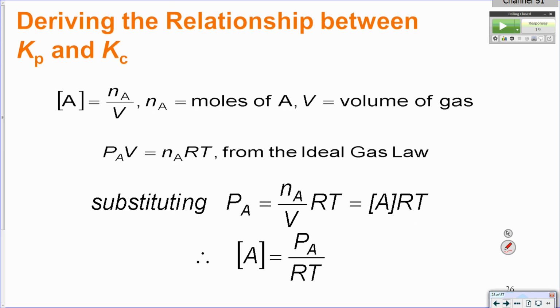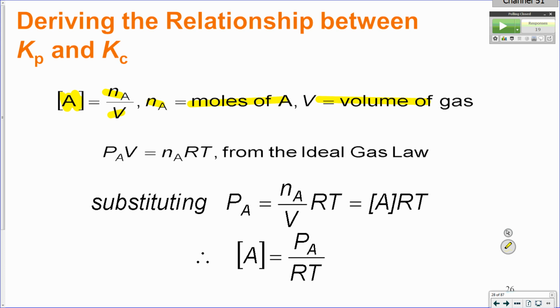Okay? So if we look at the relationship we have between K sub C and K sub P and how we calculate that, I'm going to go over this derivation pretty quick. It's in the textbook. I'm not going to ask that you derive this. I want you to see where it's coming from. So if we think concentration, concentration is an expression of the number of moles per unit volume. Molar concentration is moles per volume, where N sub A is the moles, and V is the volume of the gas in liters.